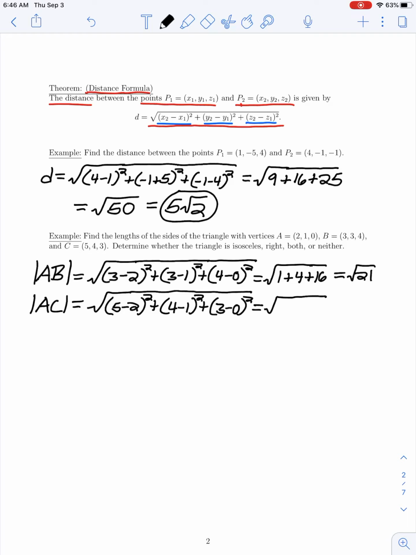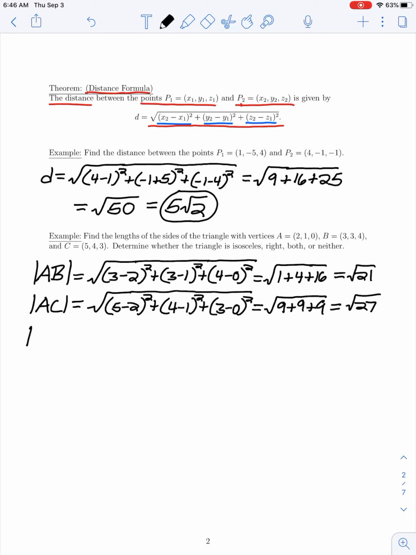So simplifying, we have the square root of 3 squared is 9, plus 3 squared is 9, and then plus another 3 squared is 9. So altogether we have root 27, or 3 root 3 if you prefer.